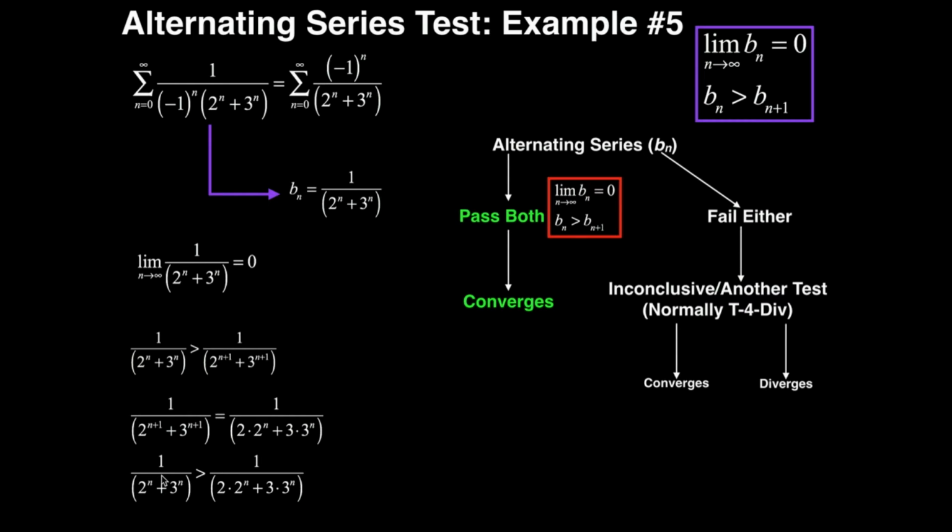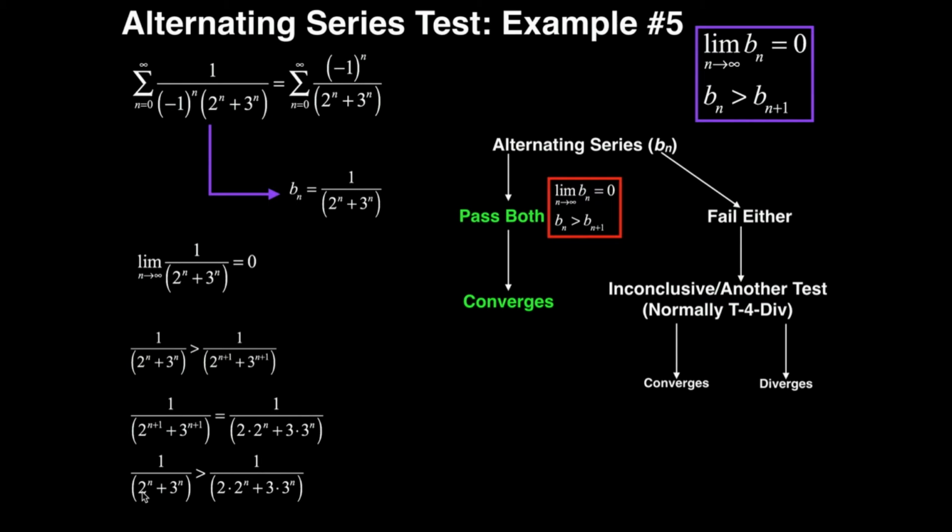Okay, now to show that this is decreasing, I have to ask myself, is 1 over 2 to the n plus 3 to the n still bigger than 1 over 2 times 2 to the n plus 3 times 3 to the n? Well, let's just think about each of these terms independently. If you plug in a 1 here, 2 to the first is 2, right? So over here I'd have 2 to the first, but then times 2.